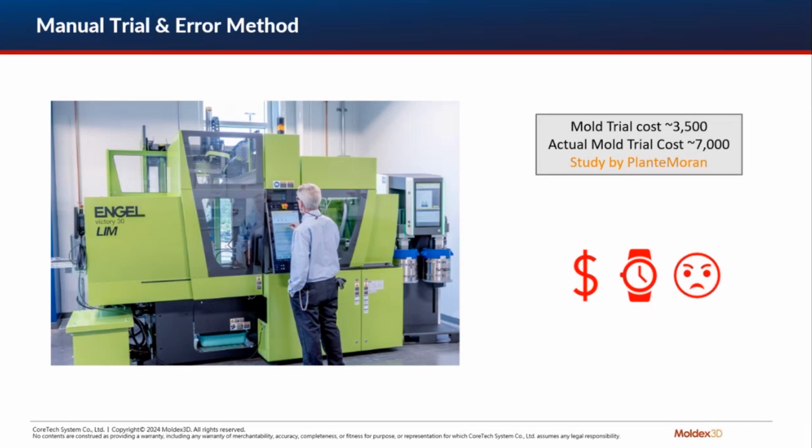When we talk about the cost, Plante Moran did a study independently, and they found that when we talk about mold design revision, it's not just the cost of the trial. The trial cost could be anywhere between 3,000 and 4,000, depending on the complexity. But it's not just that. There are several other factors involved: engineering managers' time, engineers' time, designers' time, the tryout time when the machine is running. Also, if you're shipping the mold outside, that costs a lot. So when you add all those factors in, the cost is almost double.